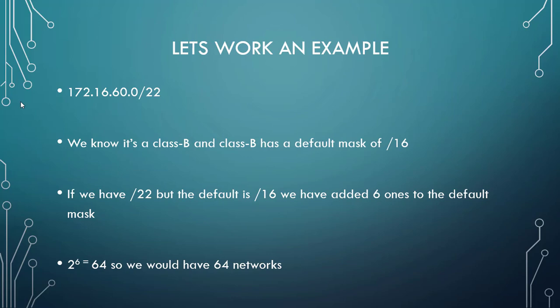So if we start going through our formulas, first we want to do the number of networks. If we have a /22 subnet mask, but the default is a /16, then they've added 6 ones to the default subnet mask. So we apply our network formula, 2 to the x, and x is the number of ones added to the subnet mask, so it's 6. So 2 to the 6 equals 64, so we could have 64 networks if this was our IP address.